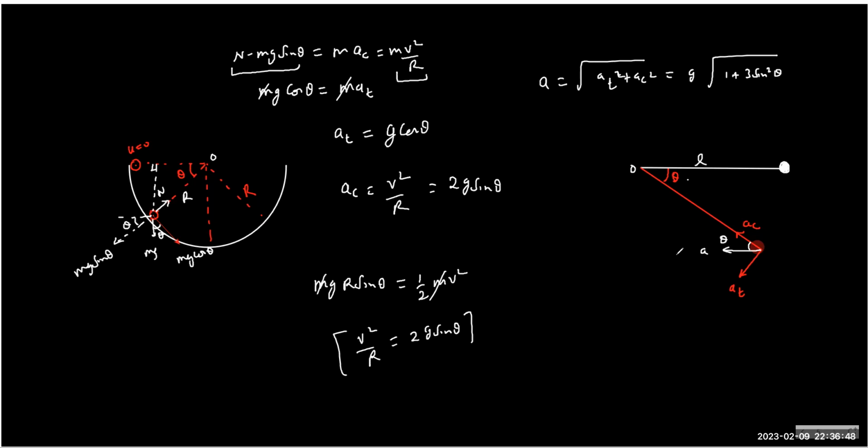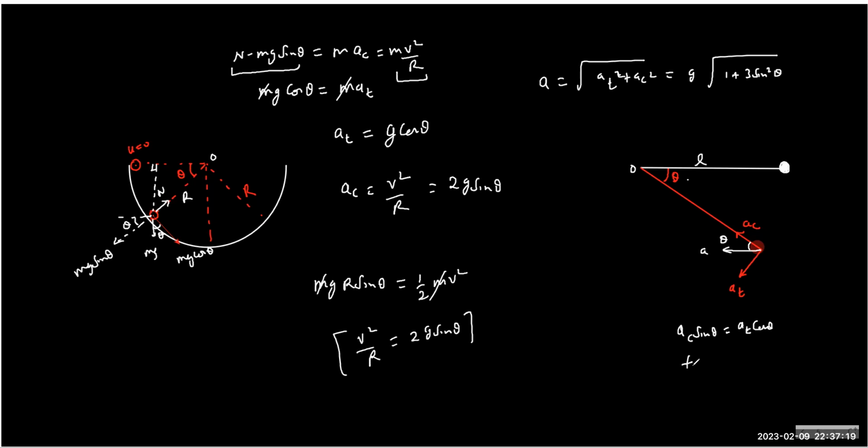So tan inverse half. Yeah, I think either 2 or half should come. I think it is half. That should be the answer. So the answer is simple. AC sin theta equals AT cos theta.